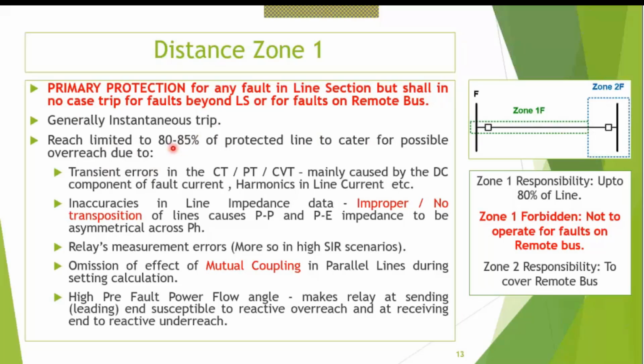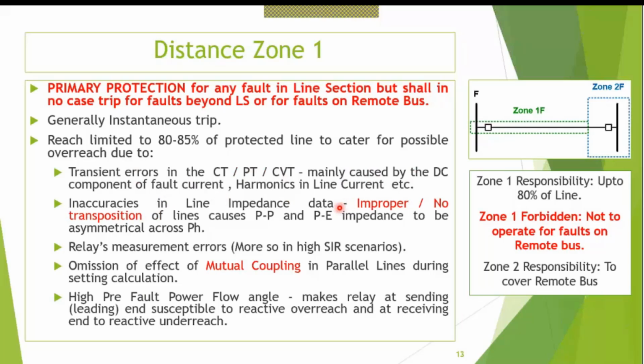Why does it act more? There are a lot of errors, transient errors in CT, PT, CVT. I am explaining why it is 80%, why not 95%? Because when we add up all these errors, around 15% error will come. Transient errors in CT, PT, CVT are caused by the DC component of fault current, harmonics in line current, and point of switching. DC component of fault current is all about the point of switching of the fault, at what voltage point the fault is taking place.